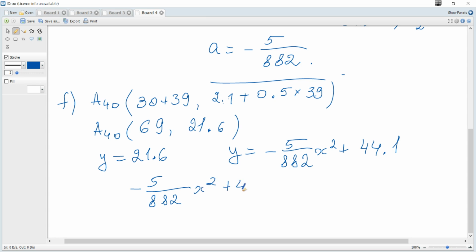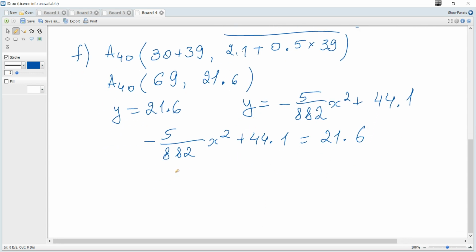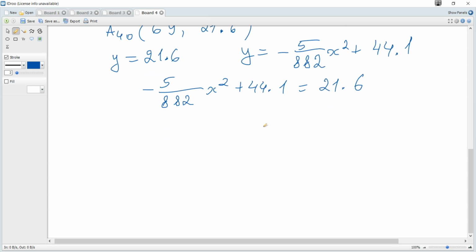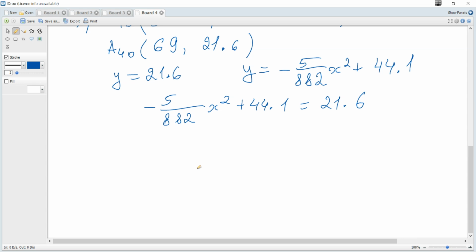Negative 5 over 882 x squared plus 44.1 is equal to 21.6, and it can be solved easily. Just move 44.1 to the right with minus, it will be negative, minus is cancelled, then multiply by 882, divide by 5, and then square root, and definitely we need the positive value only, and x becomes 63.